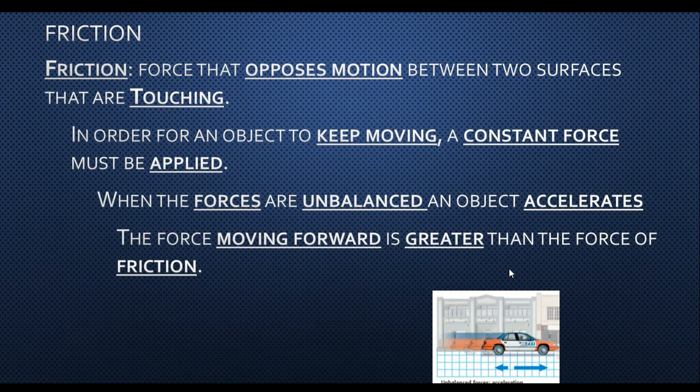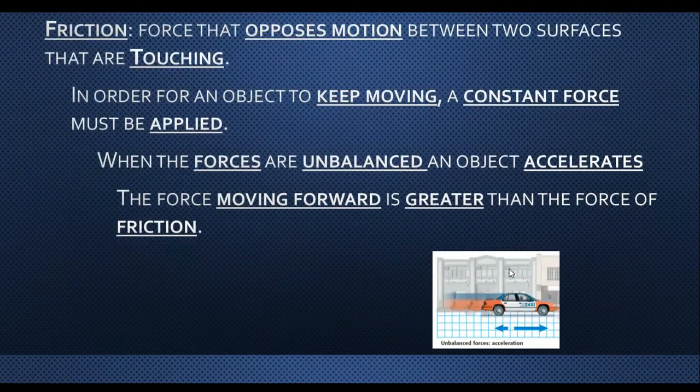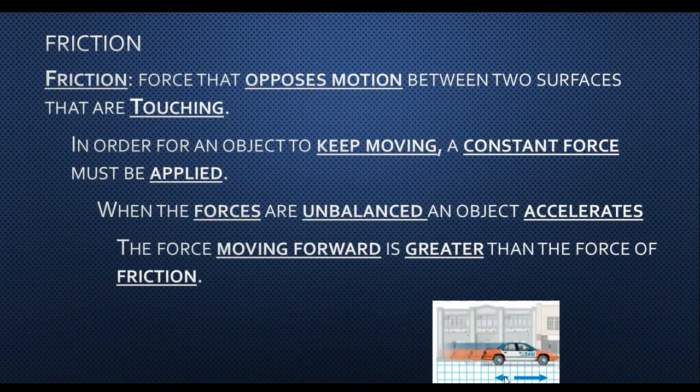the force of friction. And so here we have a car, and this smaller arrow is the force of friction opposing the motion, and it's going in the opposite direction of the motion while the taxi is speeding forward. So the forward motion of this taxi is overcoming, or greater than, the force of friction.